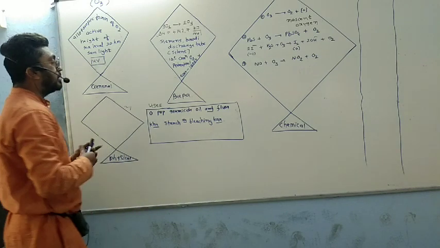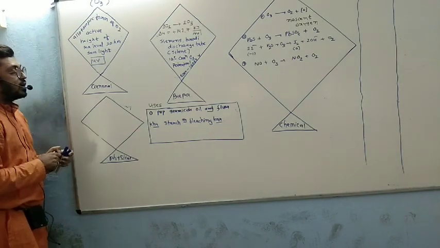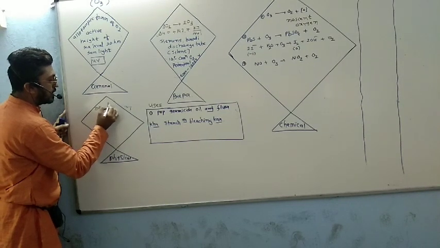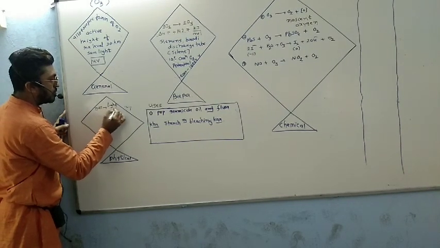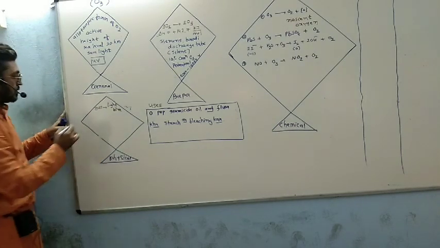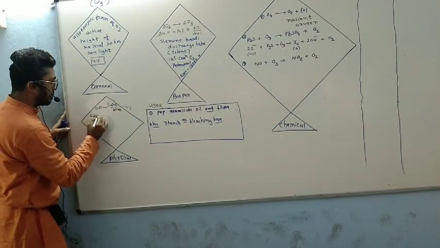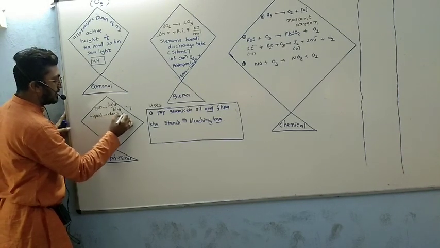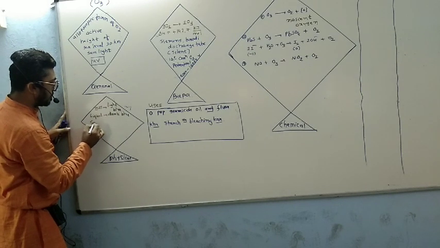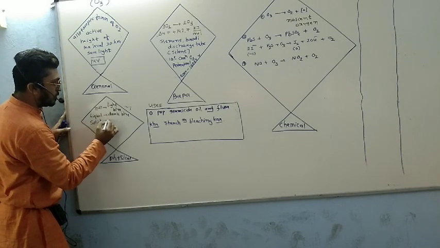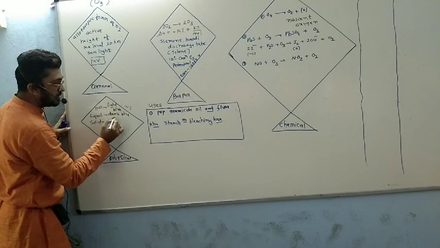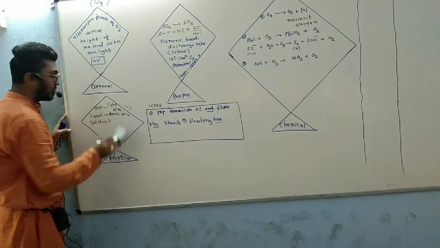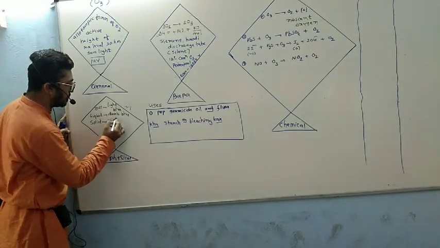So this is the preparation of ozone. Now about physical properties. In gaseous form, it is light blue in color. In liquid form, it is dark blue in color. And in solid form, it is violet blue. The color is violet blue.